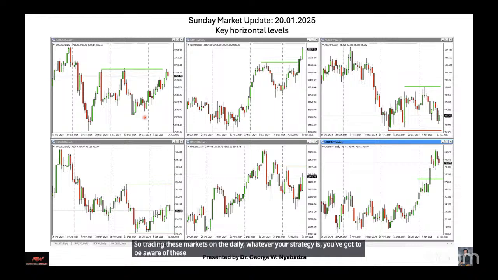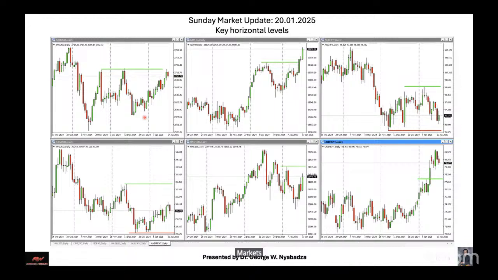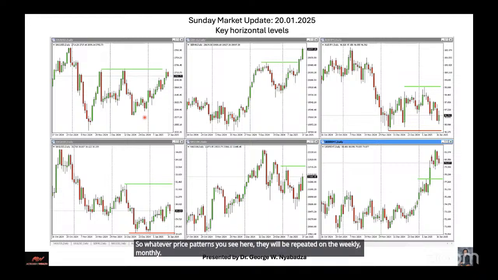Now, always bear in mind that whatever time frame you trade off, the patterns are the same because markets are fractal. That interesting word, fractal. So whatever price patterns you see here, they will be repeated on the weekly, monthly, yearly. If we got the yearly charts, you find them on the 5-minute, 1-minute, 3-minute, 15 minute, 4 hourly, whatever. So principles, the chart patterns are all the same. It's just how you look at them.